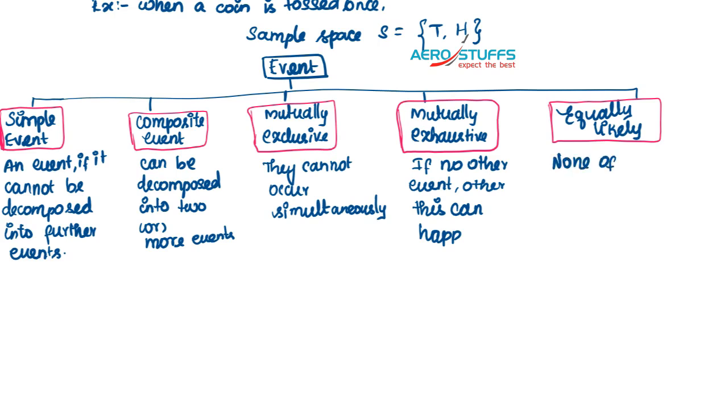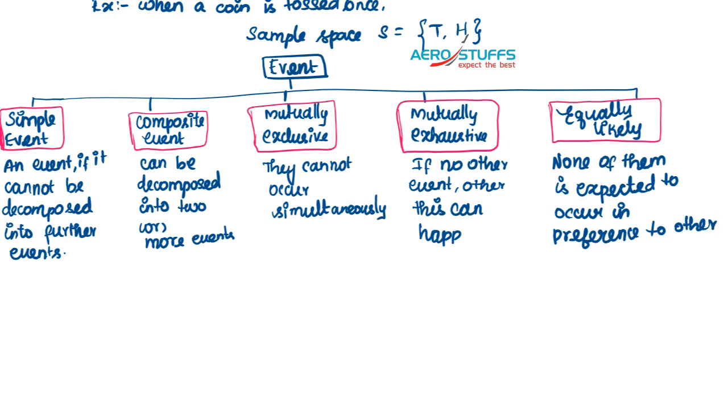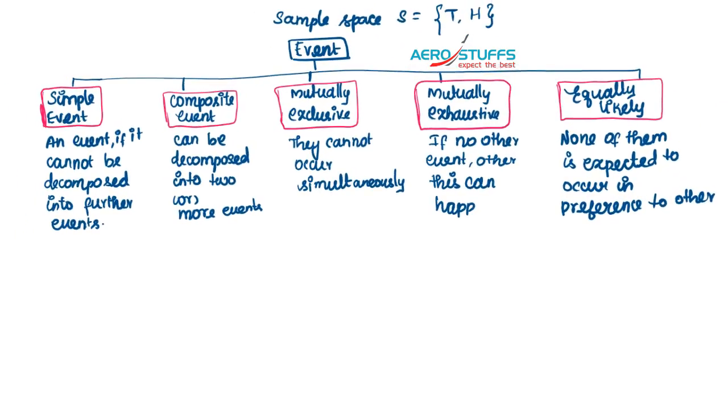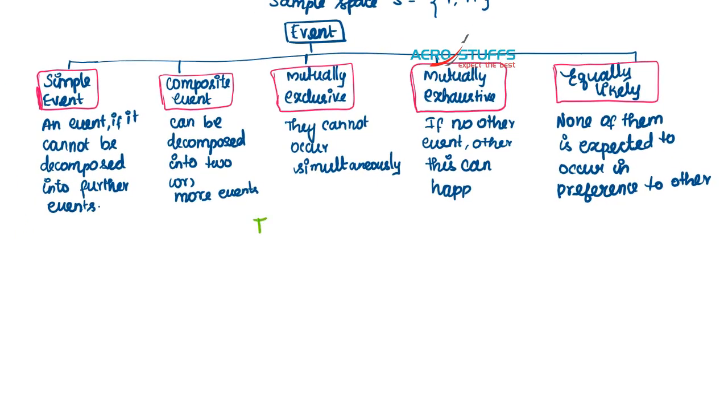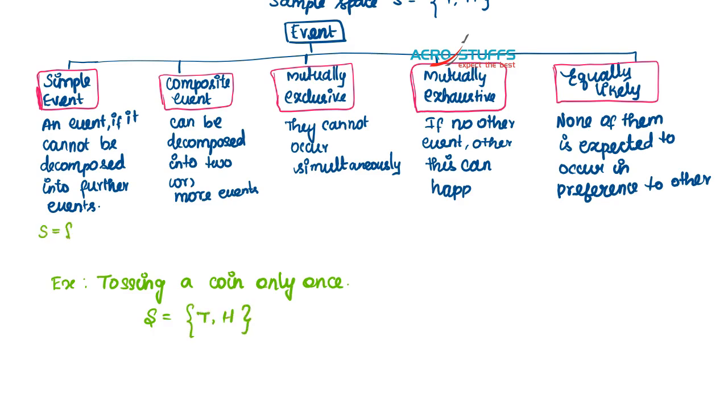So we will move to the next one, equally likely. So none of them is expected to occur in preference to the other. Now the same example, the coin. If I toss the coin, I cannot tell you that I will get 5 times head and 2 times tail. You cannot say. It may happen to have 2 times head, 2 times tail. But I don't know. So that is equally likely. Both the things can happen. Okay.